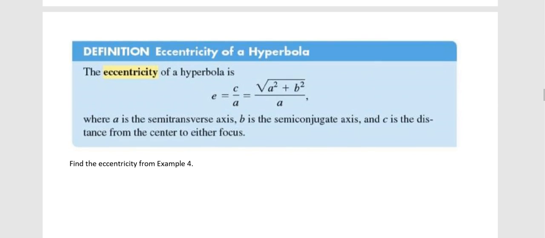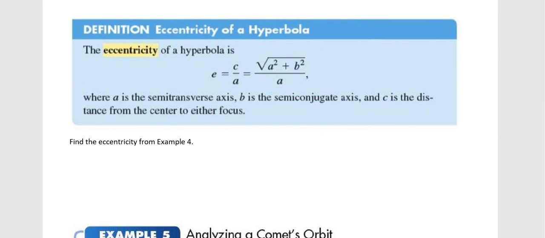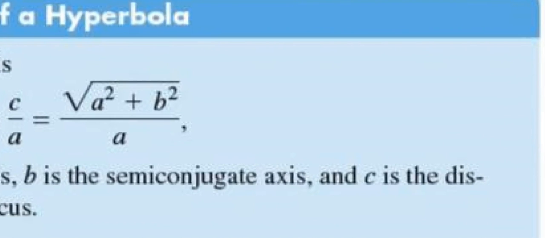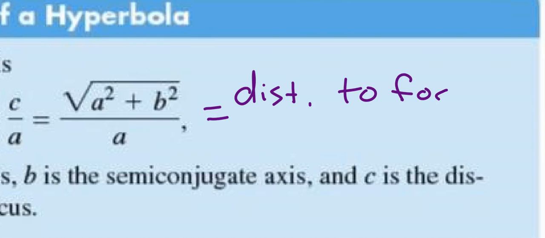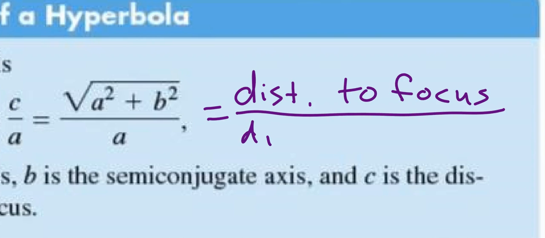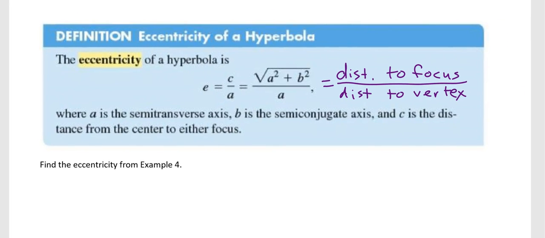Now, this is no different than what we talked about before for eccentricity. We're going to find the eccentricity of the last example. Remember how we talked about it was distance to focus over distance to vertex. So, if I go back to that last example, what's the distance to the focus? You have it in your notes right in front of you, so go back and look. What's the distance to the focus?